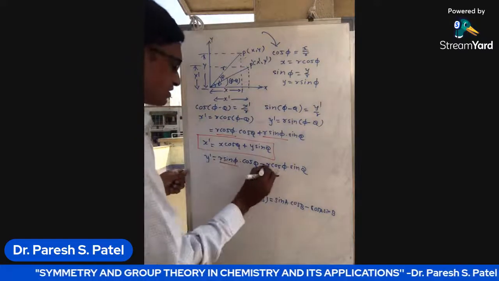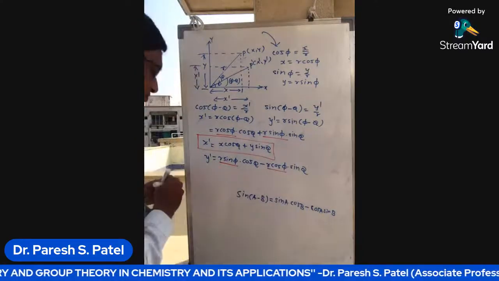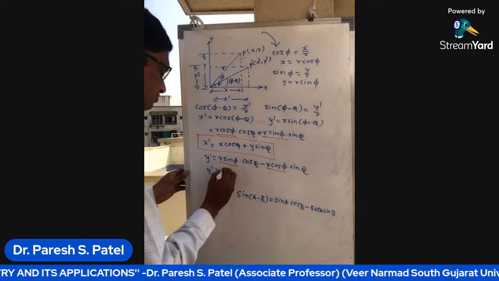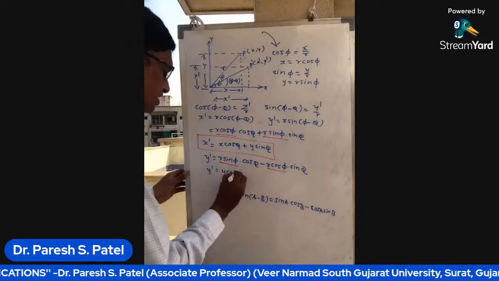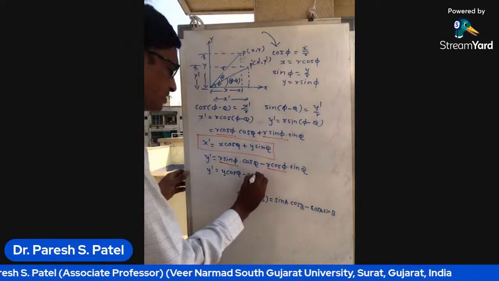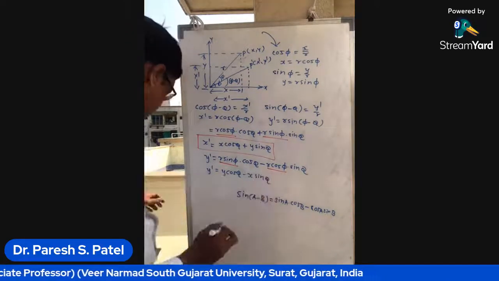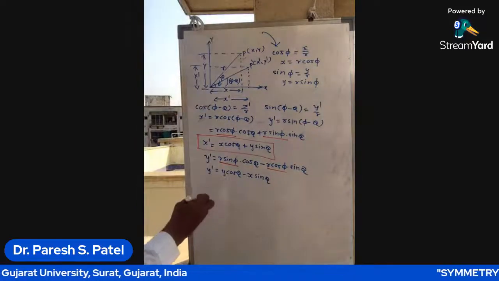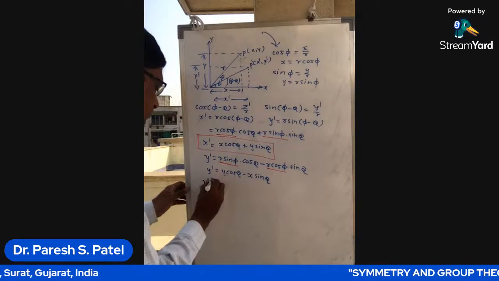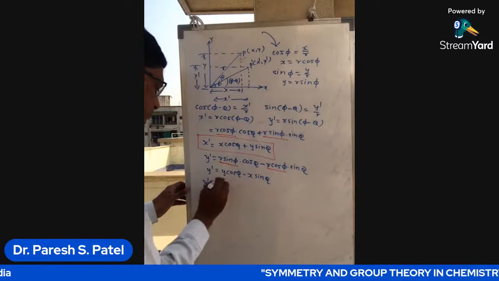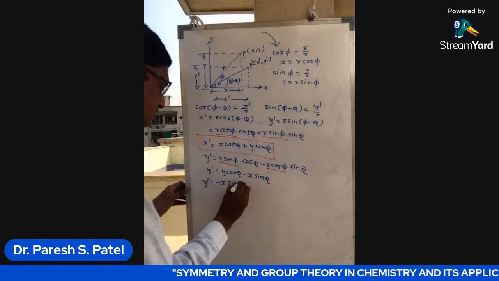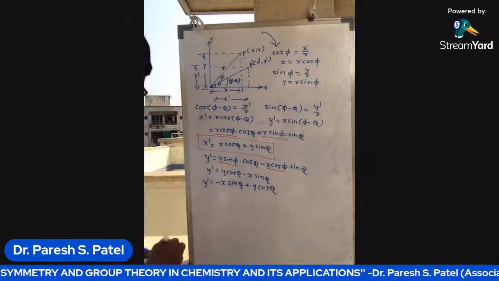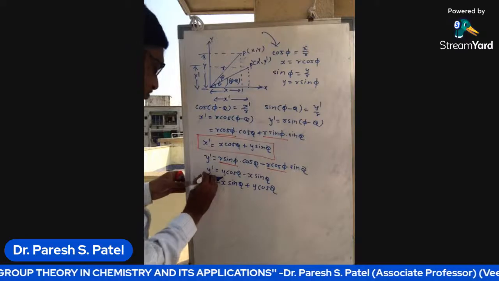This is the value for x, and this is the value for y. So y dash is equal to y cos theta minus x sin theta, or we can write it as y dash is equal to minus x sin theta plus y cos theta. So this is the equation for y dash.